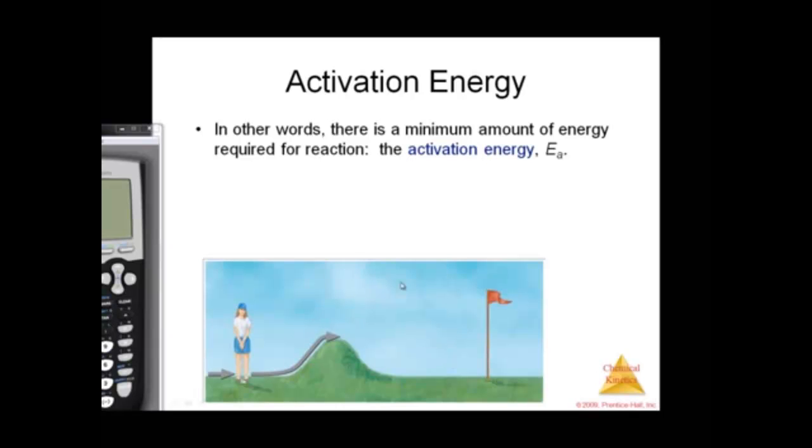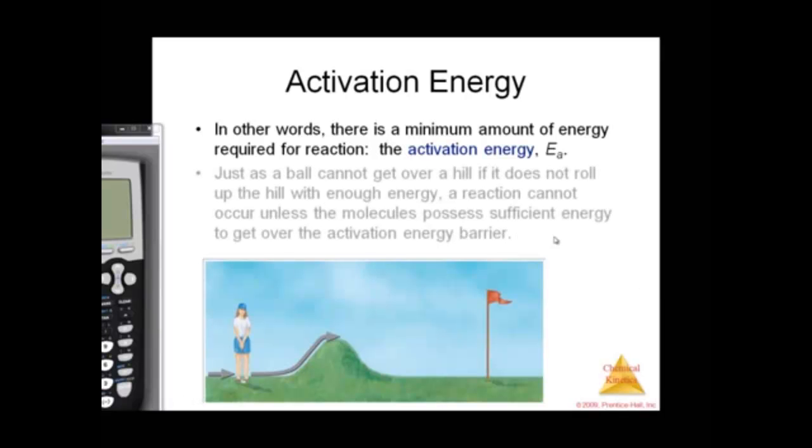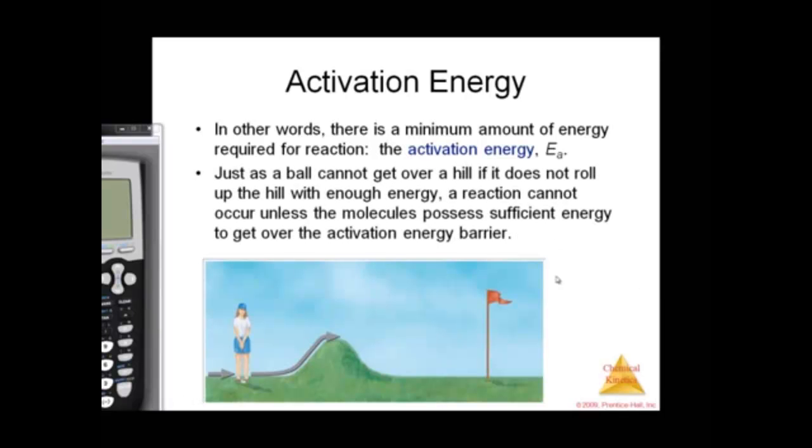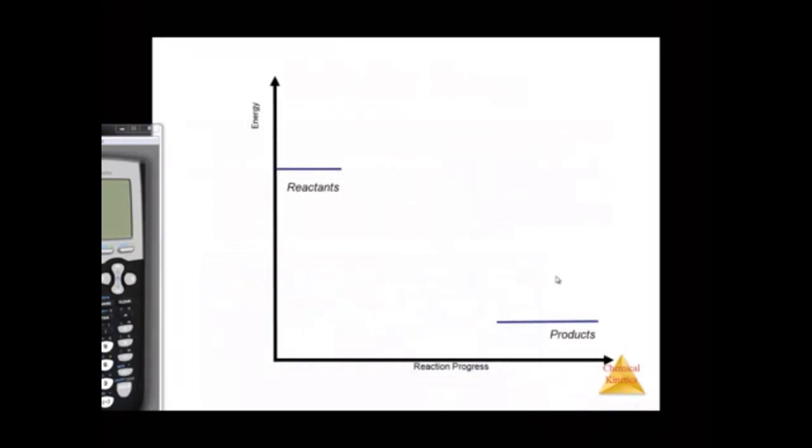So the other thing we saw in that diagram is there's some minimum amount of energy that's required to get that reaction started, and we call that energy activation energy, and we give it the symbol E sub A, for activation. Okay, just like a golfer golfing, you need some energy to get that ball over the hump, and then it can move on to the tee. Okay, so a reaction can't start unless there's sufficient energy to get it started.